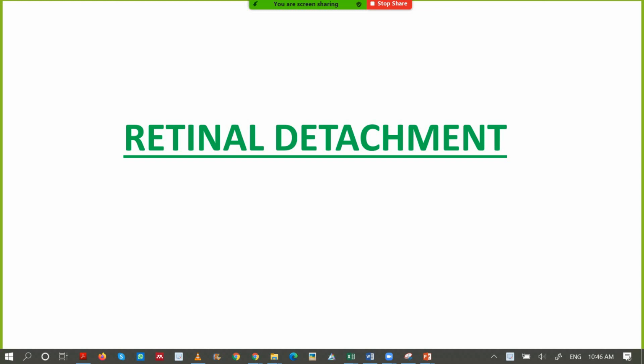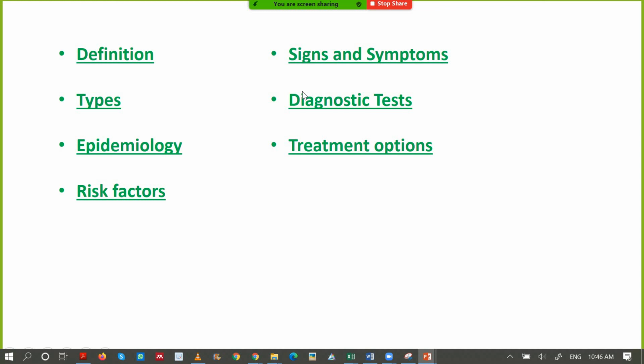What is retinal detachment? So now we'll discuss what the different types of detachments are and what their clinical significance is. Okay, so in this particular class we are going to see the definitions, types, epidemiology, then risk factors, signs and symptoms, diagnostic tests, and the treatment options pertinent to retinal detachments.